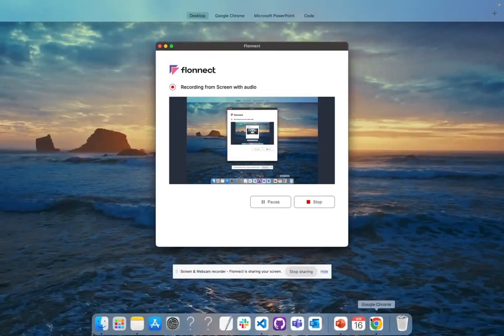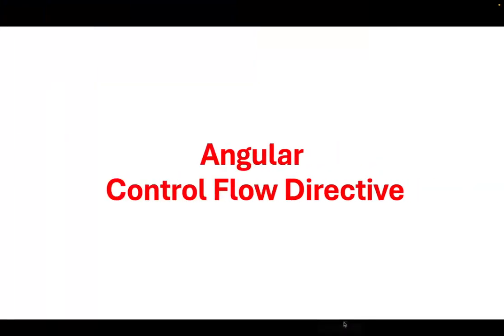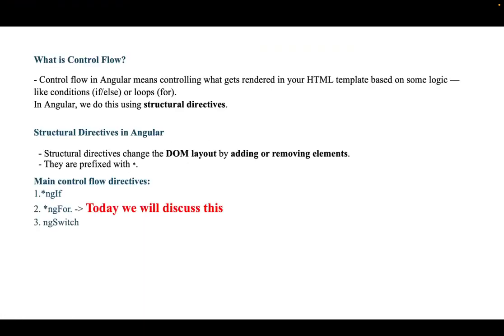So hello everyone. Today we will continue with our last lecture on Angular control flow directives. In our last video we discussed what control flow in Angular is, what structural directives in Angular are, and how we can implement them. There are three parts in this control flow directive: first is ngIf, second is ngFor, third is ngSwitch.